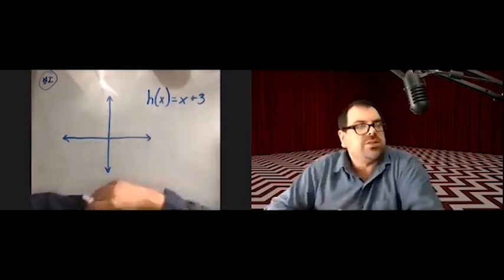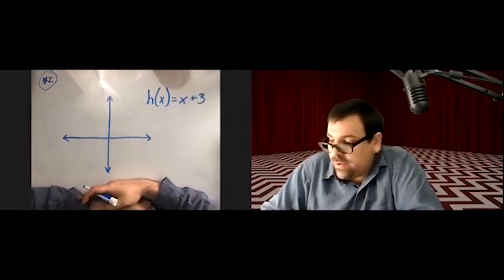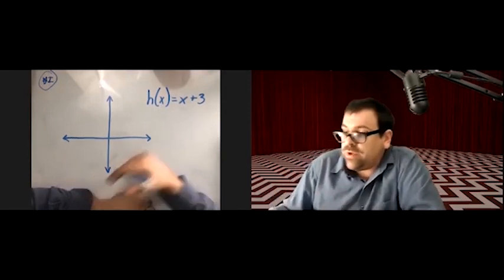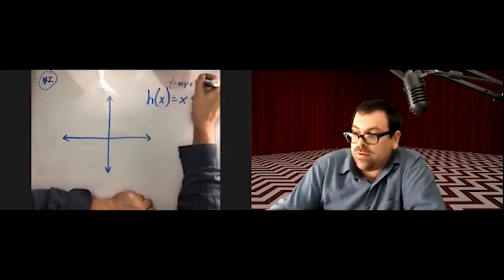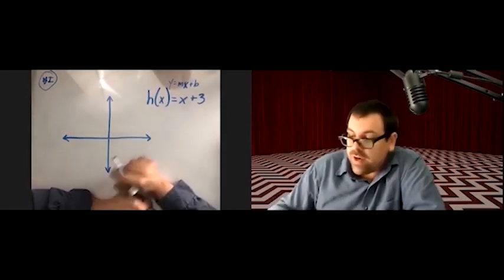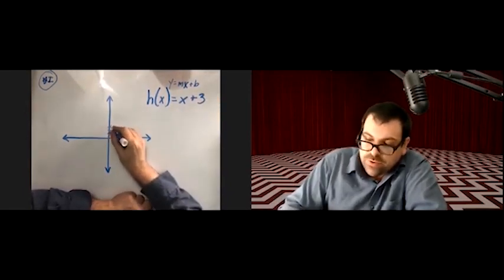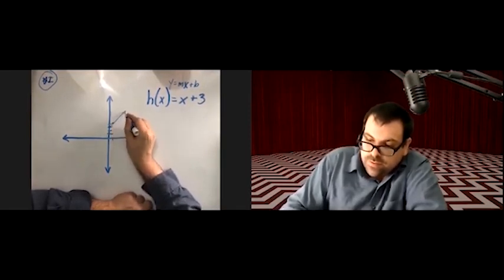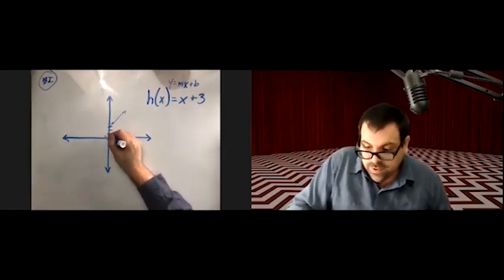I want to take a look at h of x equals x plus 3. If this was y equals mx plus b, then m, the slope, would be 1, and the y-intercept would be 3. 1, 2, 3. And then we'd go up 1, over 1. Or down 1, left 1.